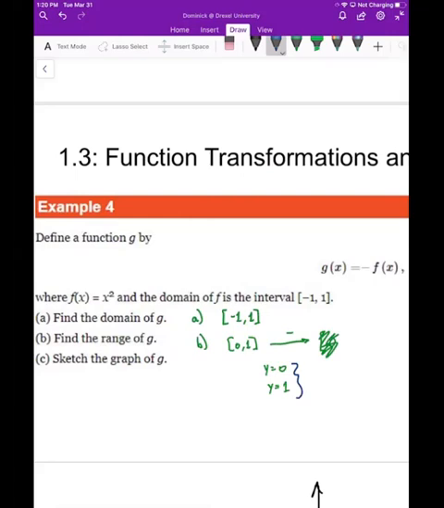Now, if you put a negative in front of each of these, you're going to get y equals negative of 0, which is still 0. But now negative of 1, you get y is negative 1. So, of course, we need to order this from lowest to highest. So we're going to say negative 1 to 0 is our range.